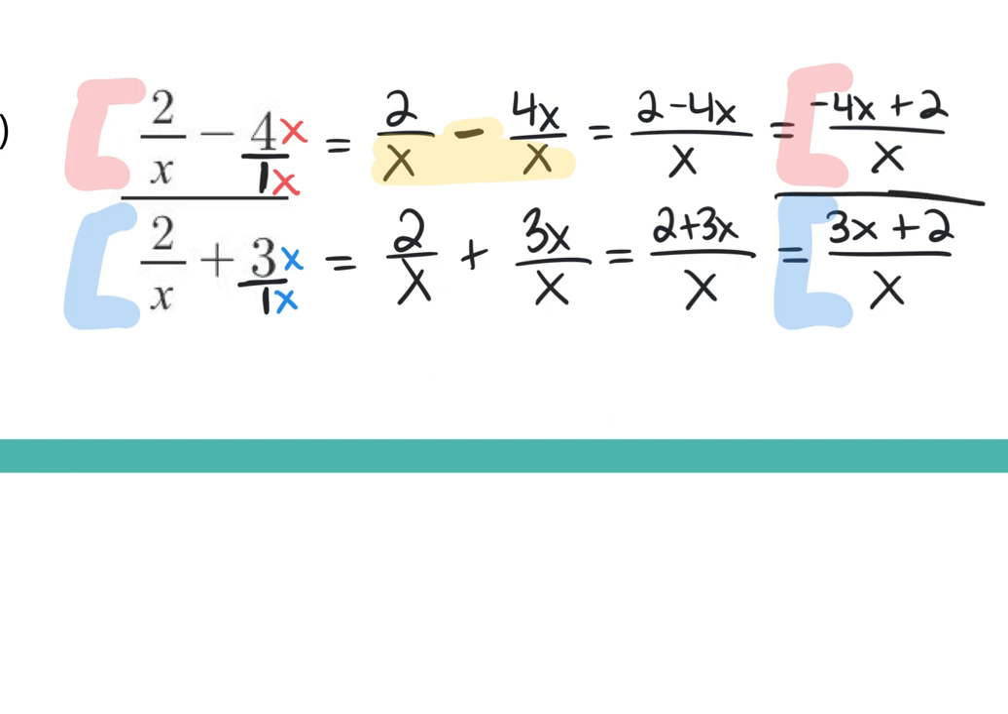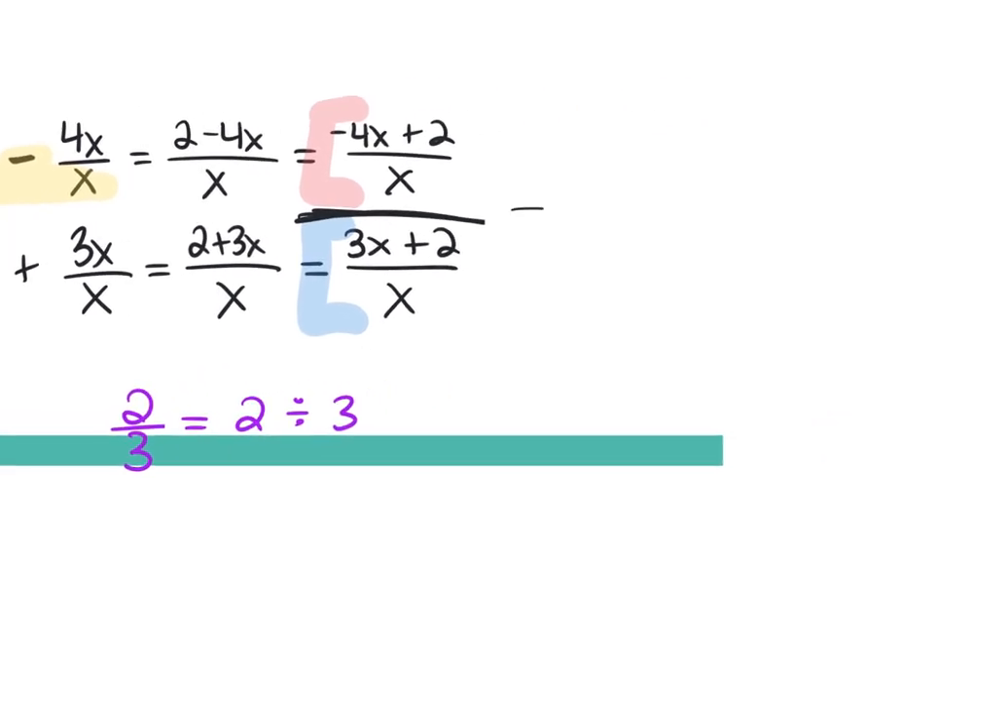I'm going to write my big division sign, right, that was originally there, over them. So now I have a numerator, denominator. From yesterday, or last lesson, we said that if we have a fraction, like 2 over 3, we can rewrite it as division. Top divided by the bottom. Same idea here. We're going to rewrite it as a division problem. So we have negative 4x plus 2 over x divided by 3x plus 2 over x.